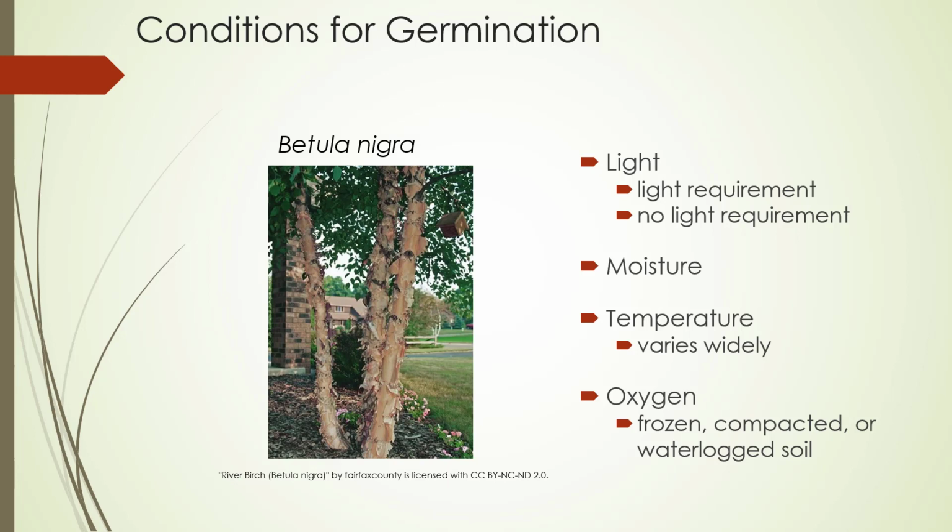They all require moisture. Temperatures can vary widely, and they all need oxygen. And think about soils that are frozen, compacted, or waterlogged. They're not going to have much in the way of oxygen, so seed germination is difficult in those situations. And I just wanted to go over the fact that river birch seeds are non-dormant if they're germinated under long days and get light for 16 hours straight. But if they don't get that, they do need to be stratified for 60 days. And I'll talk about stratification a little bit later in this presentation.